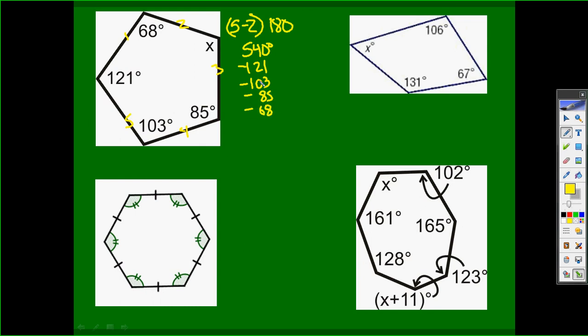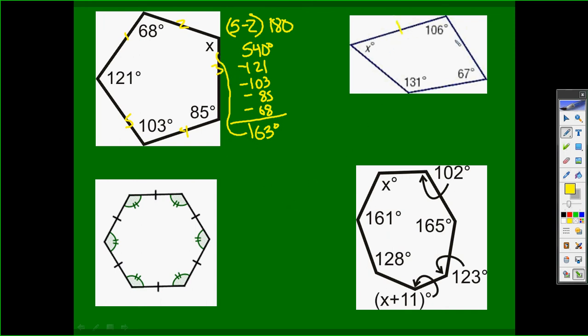and I find that my last angle here appears to be 163 degrees. Will be my missing angle.